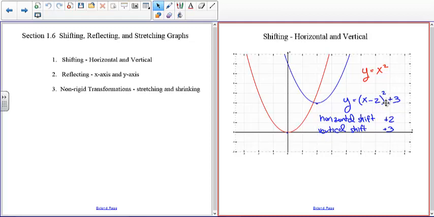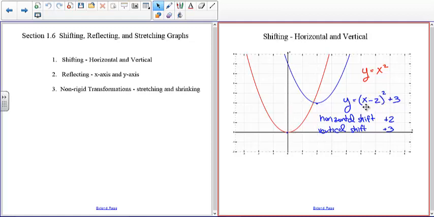And the term that's not inside the parentheses tells you how much it's shifted in the y direction. So it's pretty easy to do that. So plus 3 means that you shift the vertex 3 units in the y direction. So if it's plus 3, move it up 3.